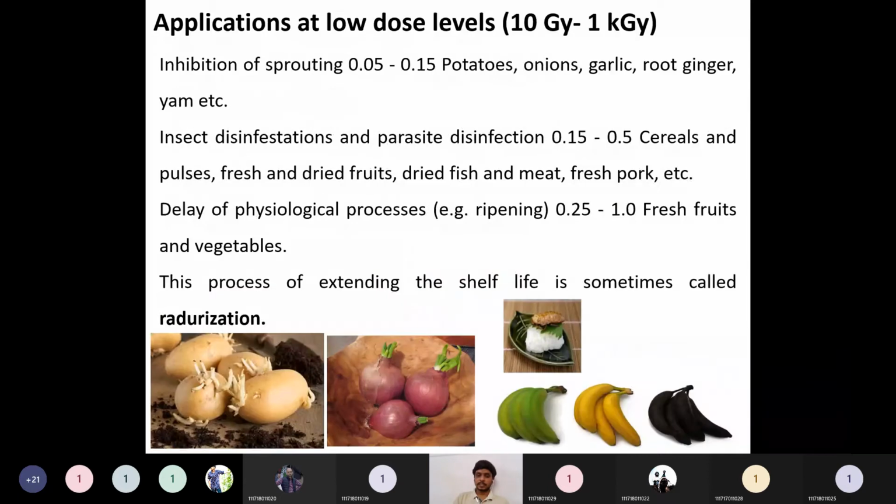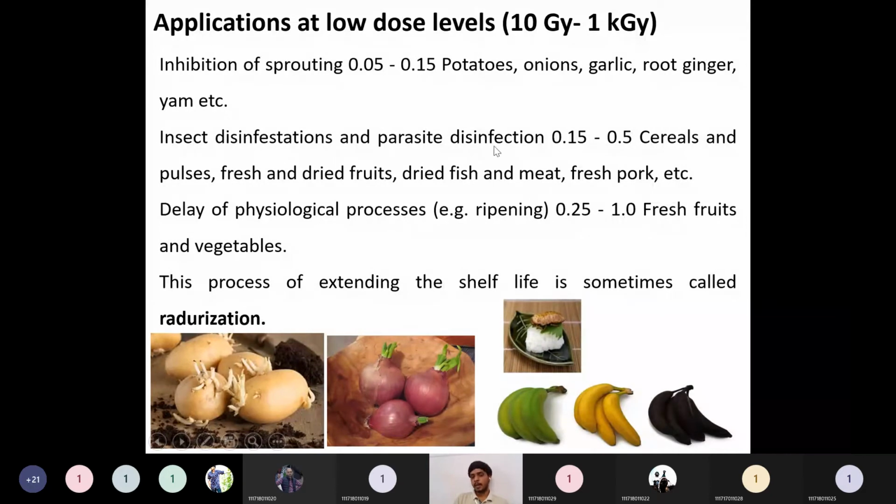Then applications can be divided into three levels: low dose level, medium dose level, and high dose level. For the low dose level we can use up to 1 kilogray, so 10 raised to 1 kilogray. This is considered a low dose level. These low dose levels are applied for the inhibition of sprouts in potatoes, onions, garlic, root ginger or yam, to lower the sprout forming ability of these fruits or vegetables.